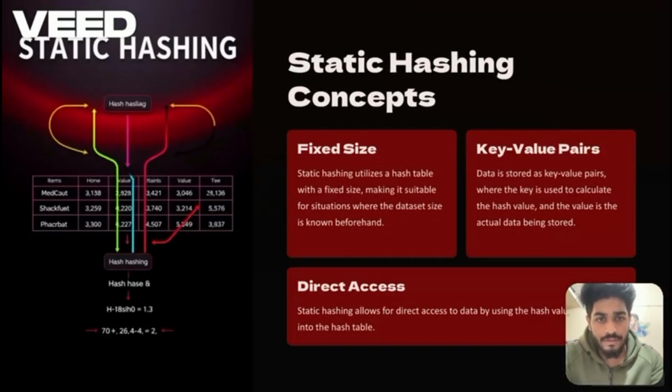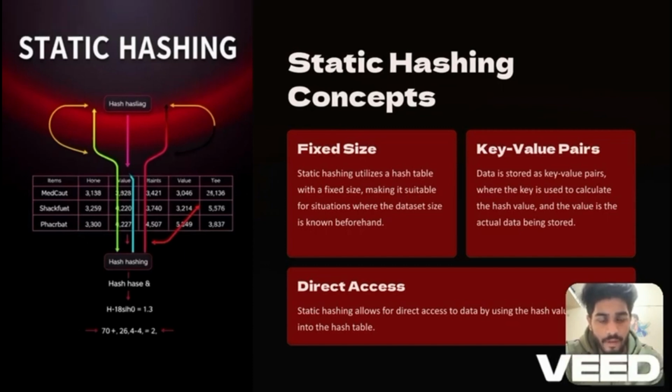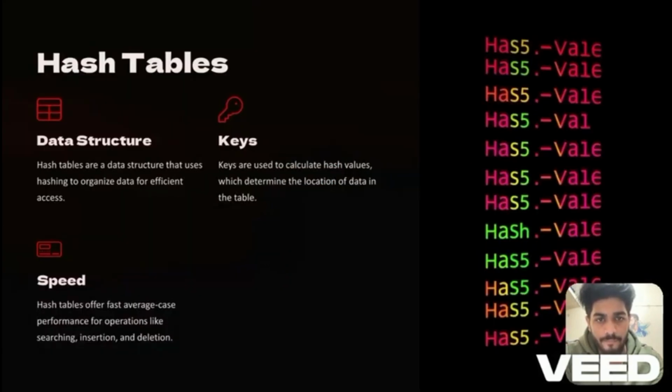Static hashing concepts. Fixed size. Static hashing utilizes a hash table with a fixed size, making it suitable for situations where the dataset size is known beforehand. Key value pairs. Data is stored as key value pairs, where the key is used to calculate the hash value and the value is the actual data being stored. Direct access. Static hashing allows for direct access to data by using the hash value as an index into the hash table.